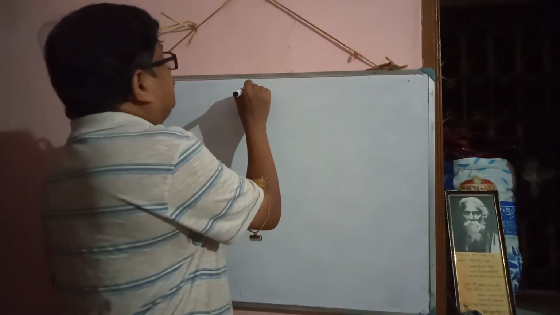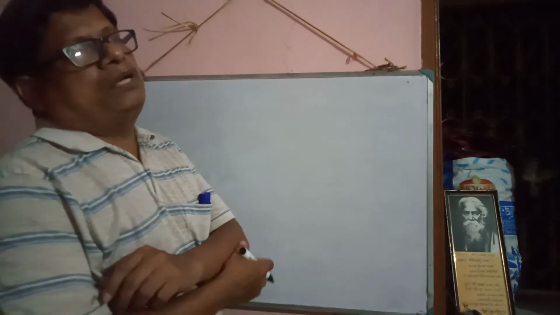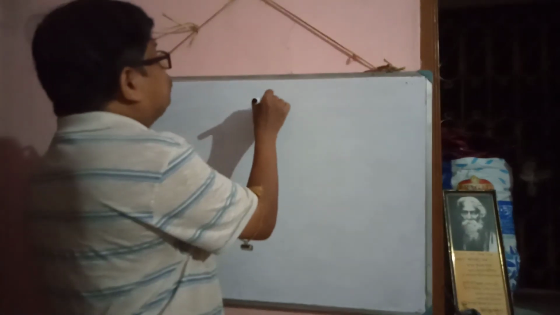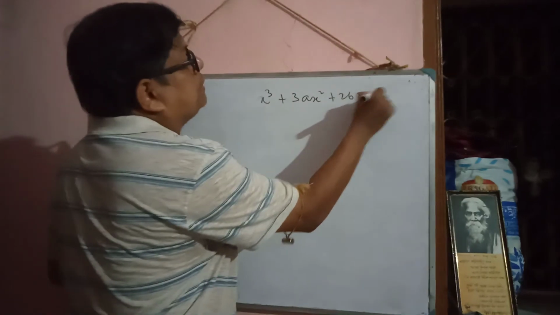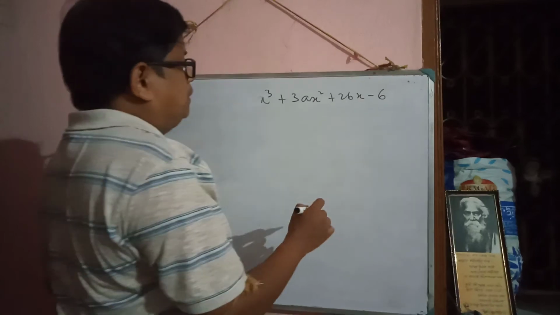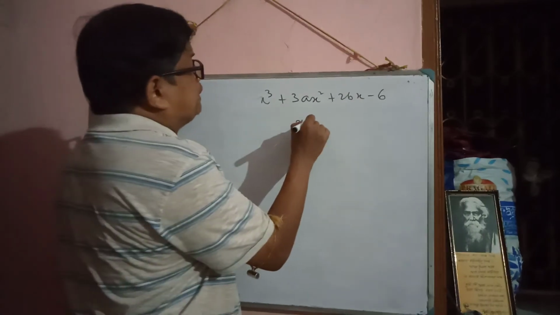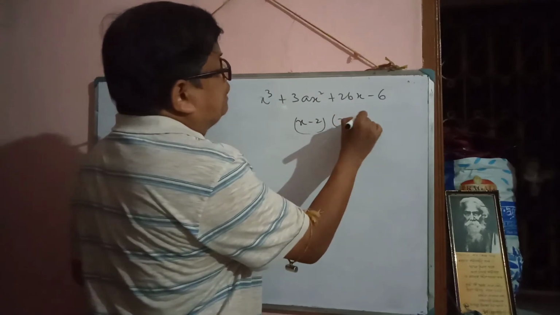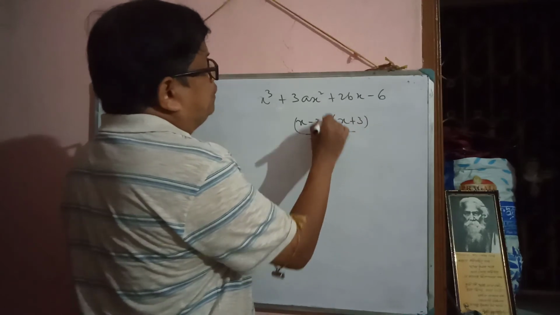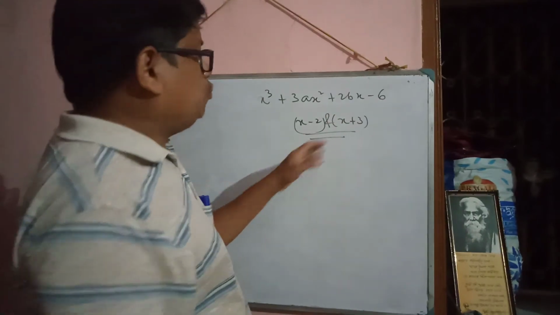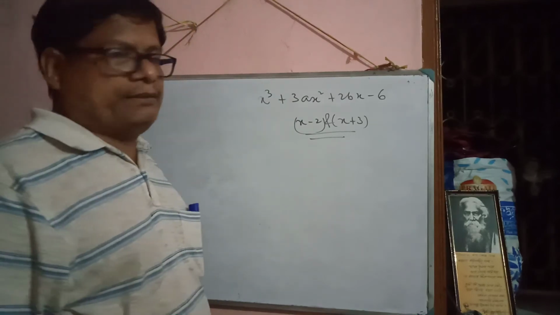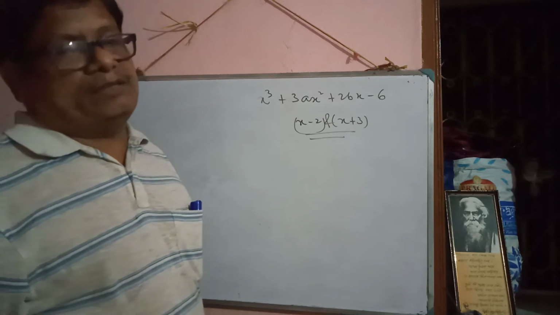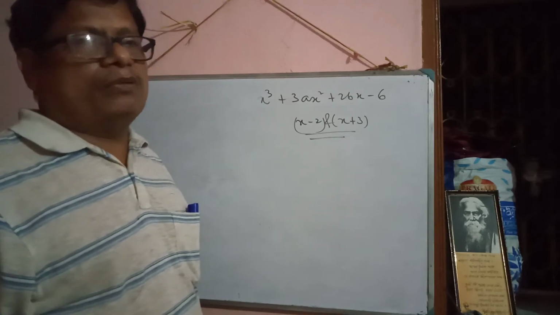Now suppose x minus 2 again. This type of question will come in the exam. Suppose x cube plus 3ax square plus 2bx minus 6 is given. Two factors are given: x minus 2 and x plus 3. Then find the values of a and b.